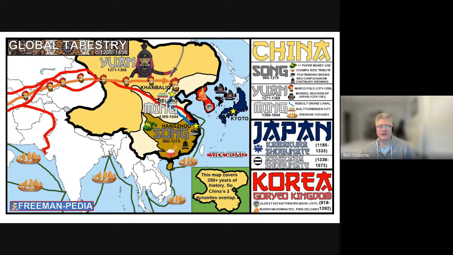All right. I really like this. I took this from Freemanpedia, but it's really good. It shows you a lot of the change as well. A couple of things you're going to see here. You're going to see, of course, the Silk Road moving back and forth, and a little bit also of the transfer across the water as well.